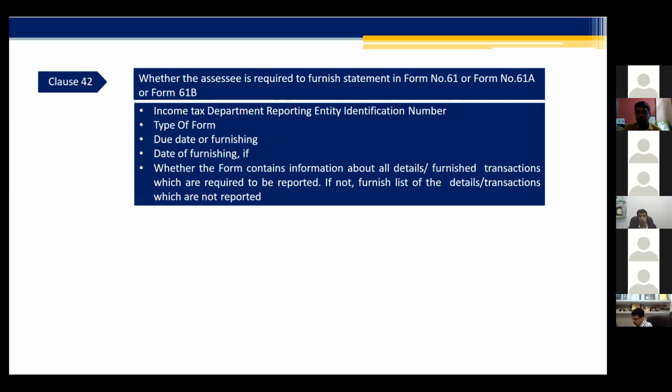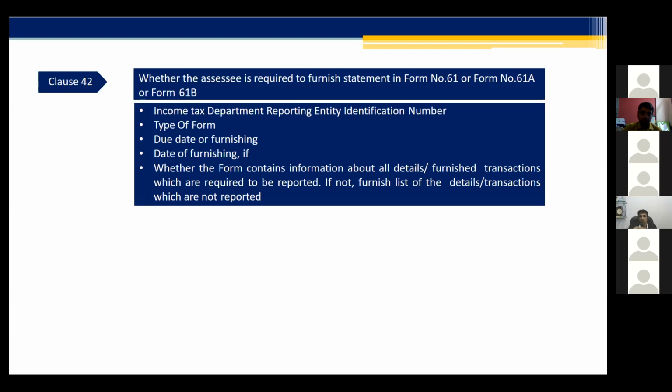Now, the most important is whether the form contains information about all the details of the transactions which are required to be reported. If not furnished, you have to actually verify all such transactions. There may be two scenarios which the auditor may have to go into. First of all, whether Form number 61, 61A, 61B is required to be submitted or not based on its nature. If it is required to be submitted and if it is not submitted, you have to report.